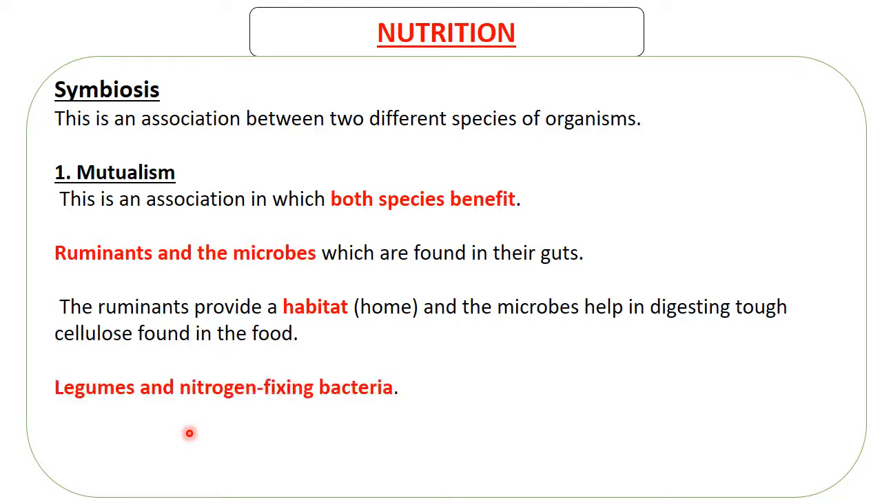Another good example is the relationship between legumes and nitrogen fixing bacteria. Legumes are foods like groundnuts and beans. Yeah, so these are like nuts. Most of the nuts are legumes. So the legumes usually have what are called nitrogen fixing bacteria.